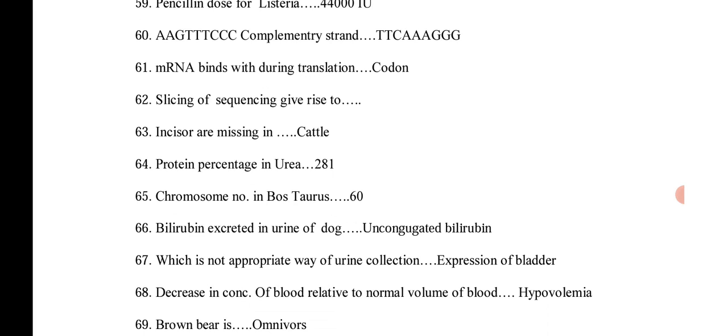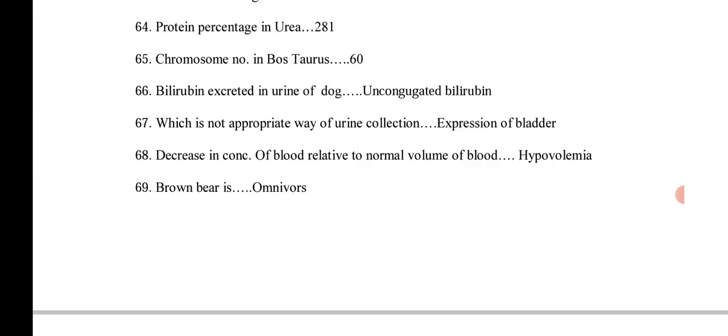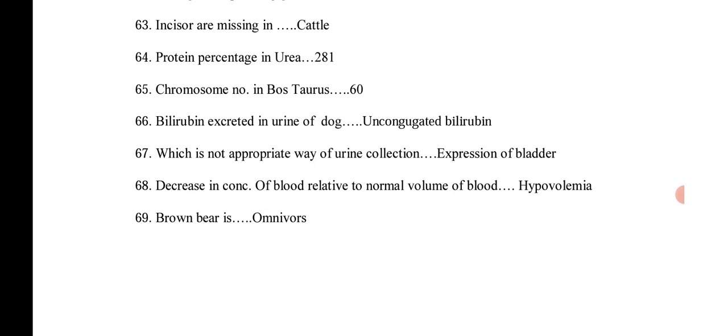Bilirubin excreted in urine of dog is unconjugated bilirubin. Expression of bladder is not an appropriate way of urine collection. Decrease in concentration of blood relative to volume of blood is hypovolemia. Hypovolemia is a decrease in blood relative to normal volume of blood.